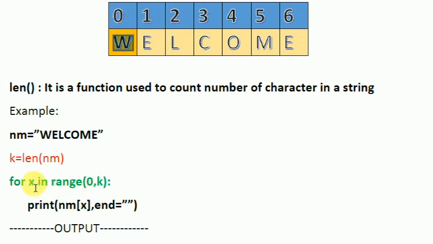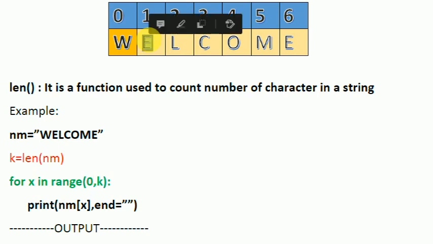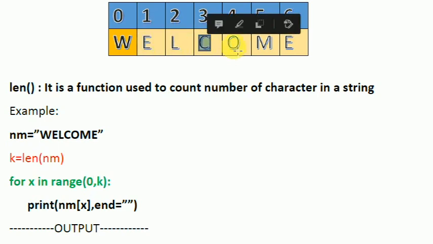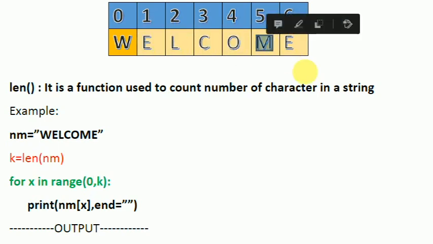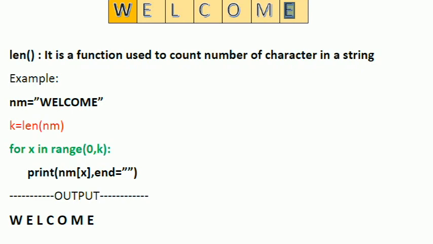Next time the value of x is going to be incremented by 1. So 1 is e. So e is going to be displayed, then l, then c, then o, then m, then e. Like this it is going to be. The output is given. Like this the output is going to be displayed. Now let us understand the concept practically also.